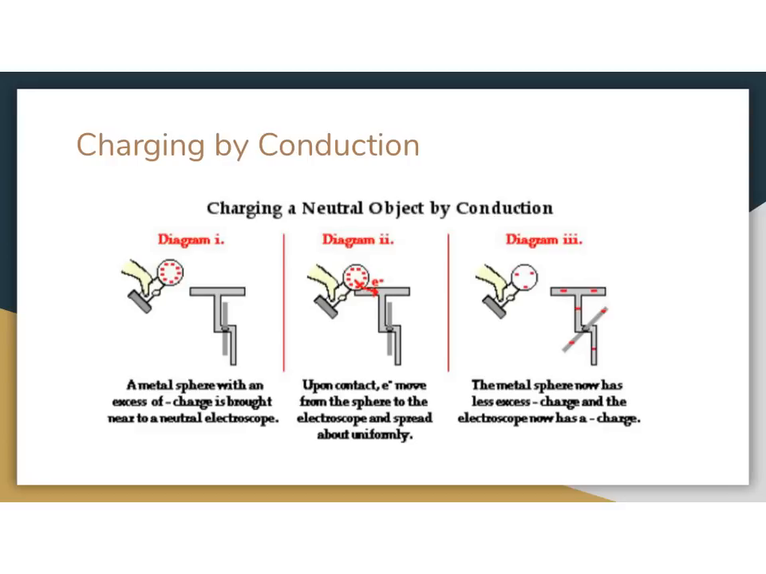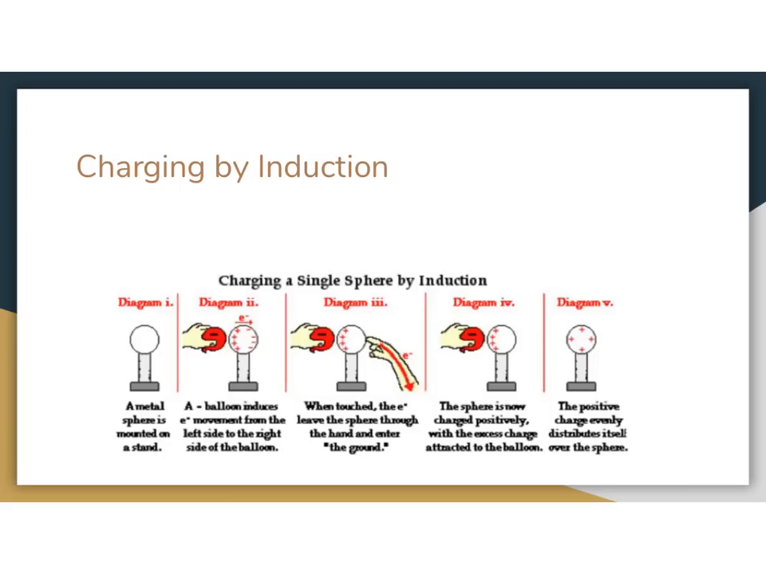Now we can continue to do charging in different manners. So in this particular case, we have a neutral metal sphere. We bring a negative object close to the metal sphere, and what we see is that the positive charges, even though in this particular case the positive charges aren't moving. If we go back to the atomic structure, the protons don't move.